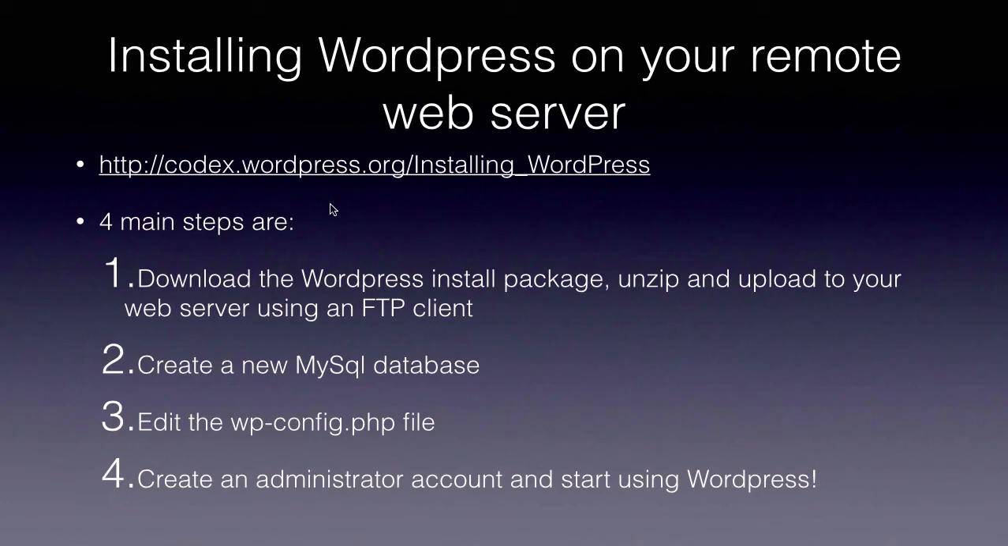So there's a link to actually the WordPress documentation. They call their documentation section the WordPress Codex. So these steps are basically abbreviating the same information that you'll find in there. So there's four main steps to installing WordPress. Downloading the WordPress install package and uploading it to your server, creating the MySQL database, editing a configuration file that basically points the WordPress files to your database, and then creating an administrator account in WordPress and start using it.